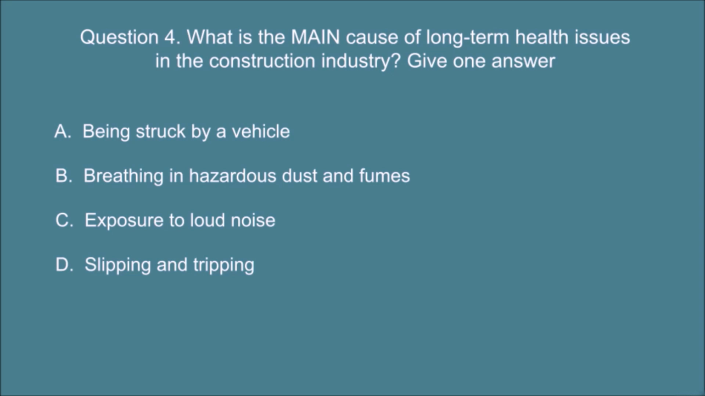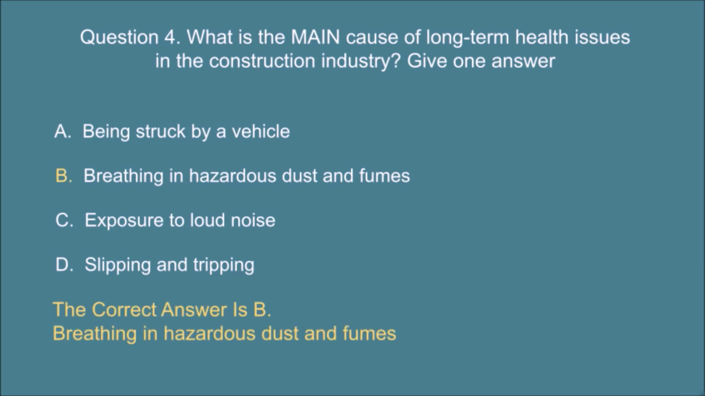Question 4. What is the main cause of long-term health issues in the construction industry? Give one answer. A. Being struck by a vehicle. B. Breathing in hazardous dust and fumes. C. Exposure to loud noise. D. Slipping and tripping. The correct answer is B. Breathing in hazardous dust and fumes.